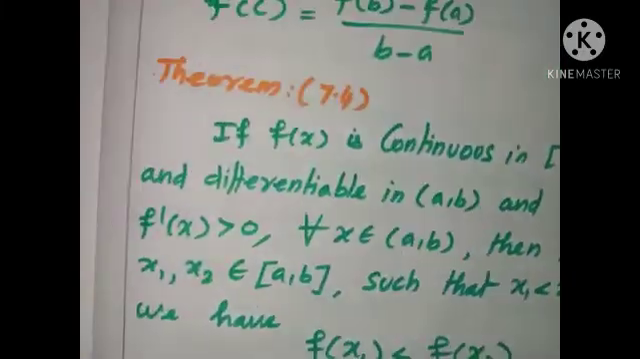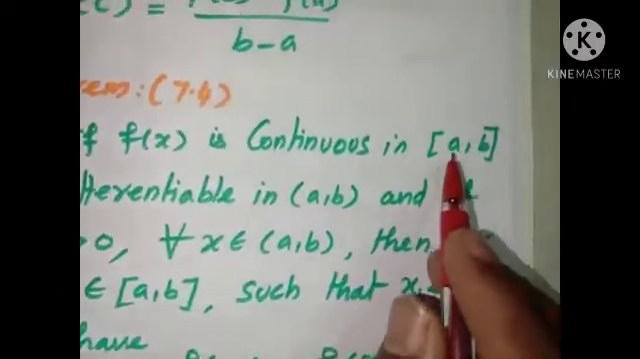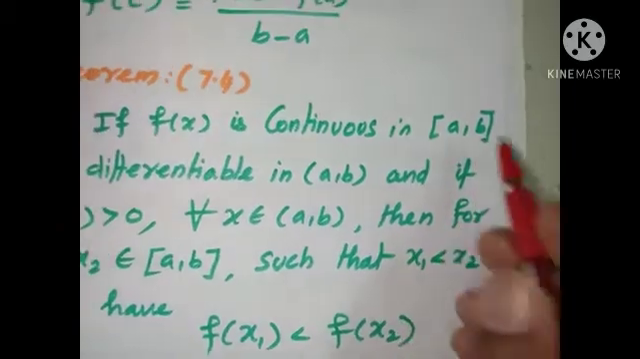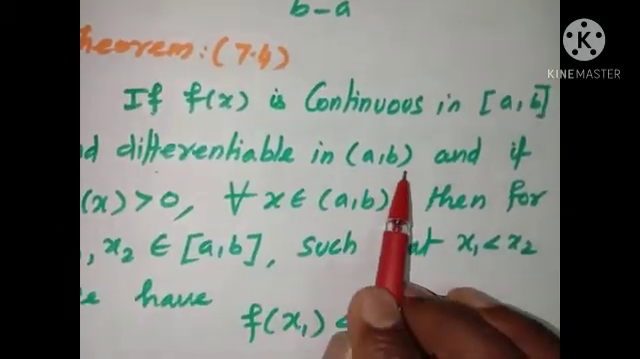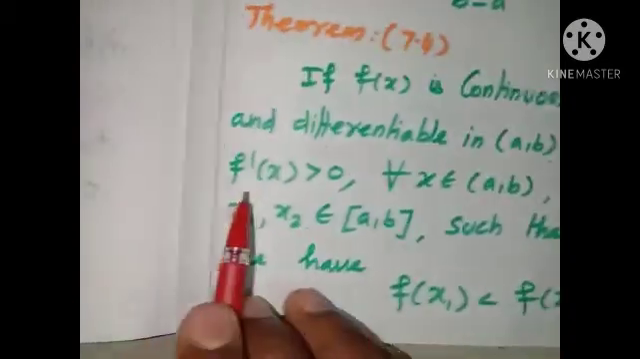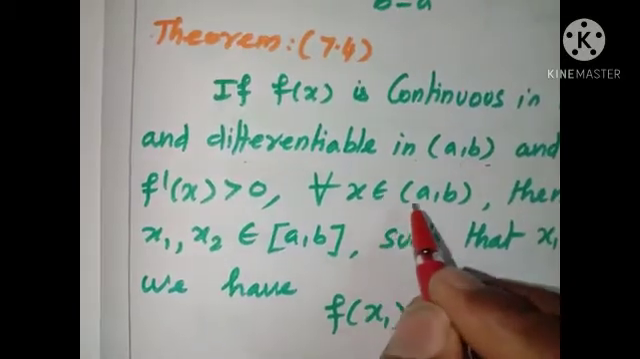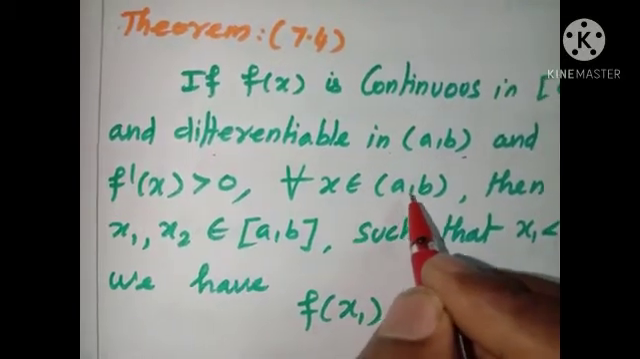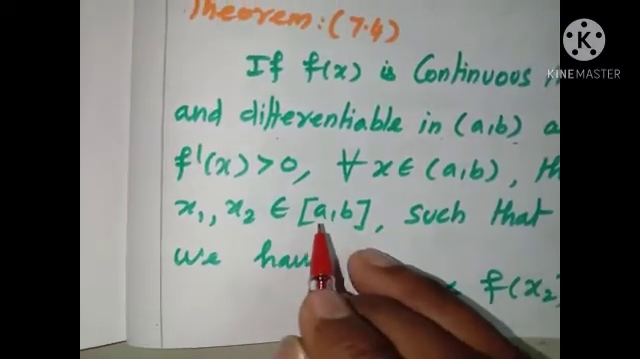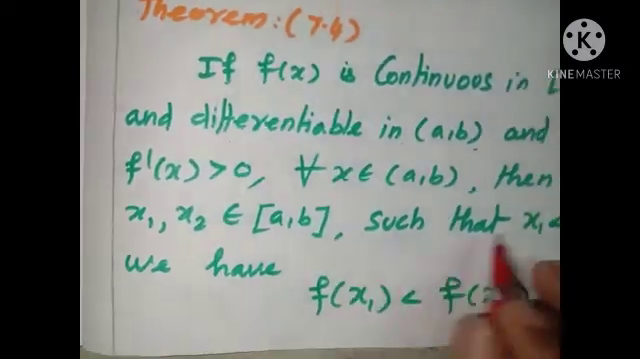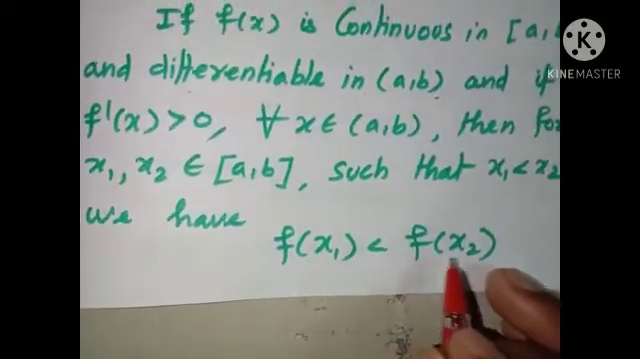Okay, so f(x) is continuous on the closed interval [a, b], and f(x) is differentiable on the open interval (a, b). Then if f'(x) > 0 for every x belonging to the open interval (a, b), then for x1, x2 belonging to the closed interval [a, b] such that x1 < x2, we have f(x1) < f(x2).